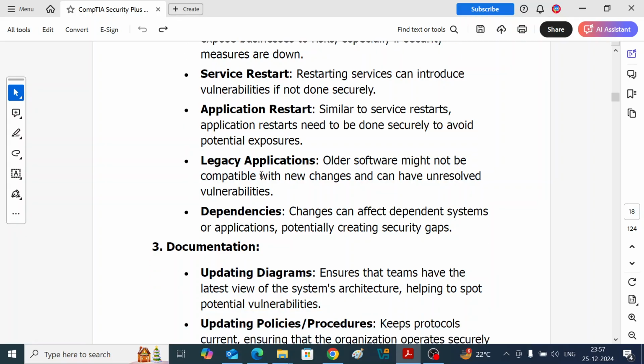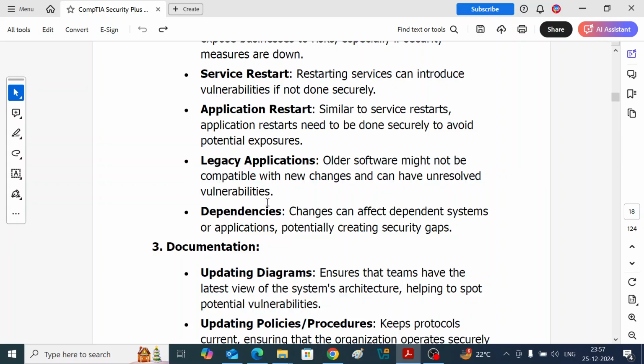Legacy applications. Legacy application means the older software, the applications that you have been using for a long time, like a legend application. You can also call it a legend application, because that's what you have been using for the last 10, 20, 30 years. Older software might not be compatible with the new changes and can have unresolved vulnerabilities.